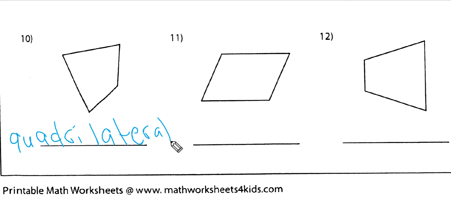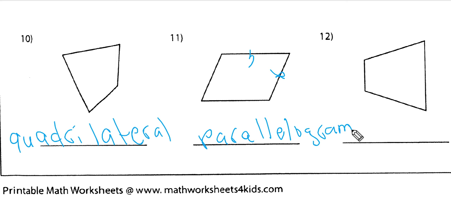11. I'm gonna go with the parallelogram because this side is probably not the same length as this side. I mean, if I took a ruler and did it, maybe. No, based on what you have, no, it's a parallelogram. And then 12 is a trapezoid. Bless you.